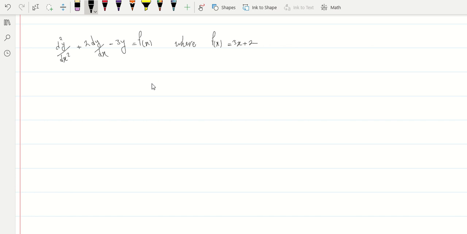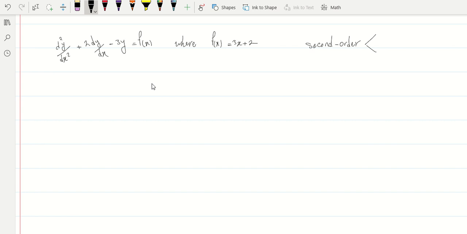As you see here, we have the term d2y by dx2, which means this is a second order differential equation, because we are taking the derivative of y with respect to x two times. So this is a second order differential equation. For a second order differential equation, we should find two answers and combine those two answers together.